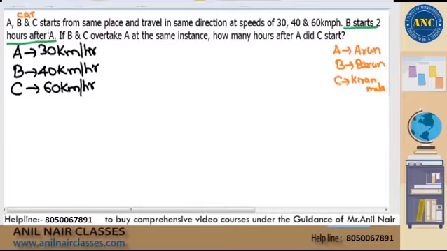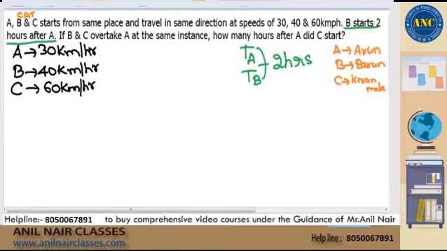Suppose, for example, I say that I will start 2 hours after you start. What is the meaning of that? It only means that the time difference between you and I is 2 hours. So here also, B starts 2 hours after A means the time difference between A and B is given as 2 hours. This is given in the question.